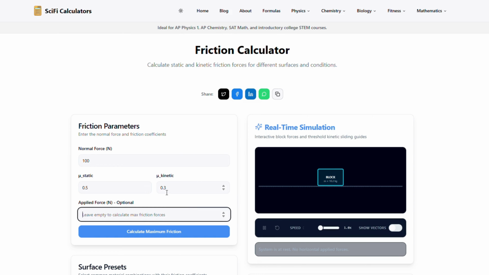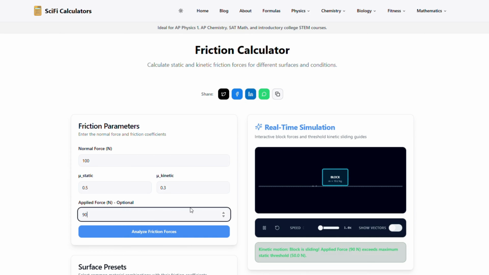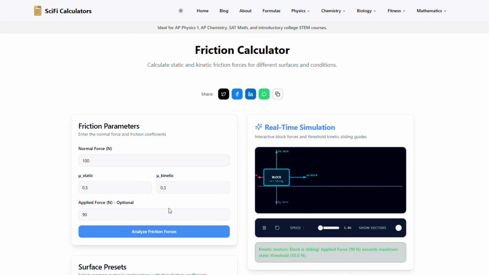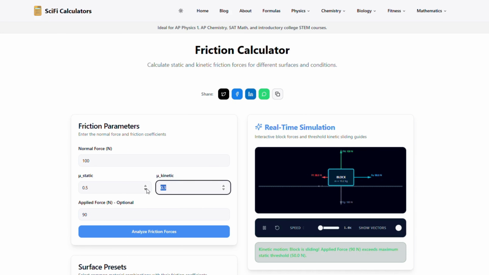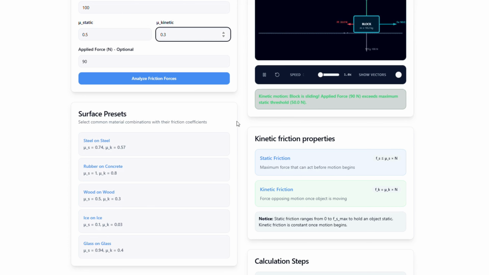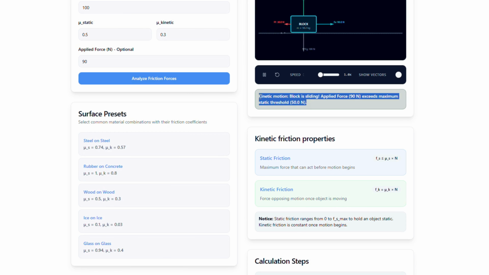Friction is everywhere, but calculating it doesn't have to be complicated. Meet the friction calculator on sci-fi-calculators.com, a free interactive tool that solves both static and kinetic friction instantly. Just enter your normal force, the friction coefficient, and an optional applied force. The calculator handles everything else.